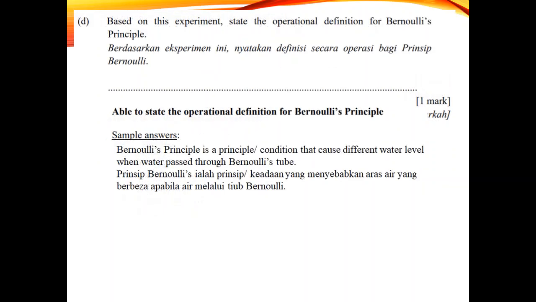Next, based on this experiment, state the operational definition for the Bernoulli principle. So you need to be able to write the Bernoulli principle. By referring to this experiment, the Bernoulli principle is a principle or the condition that cause the different water level when the water pass through the Bernoulli tubes. Okay, this is the way you answer the operational definition. Remember, write what you can observe and then what you have done. Okay, because you pass the water through the Bernoulli tube.